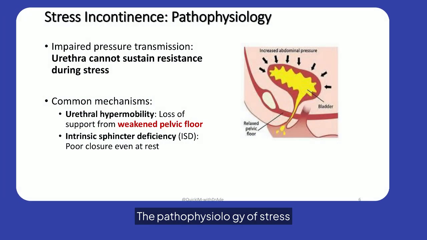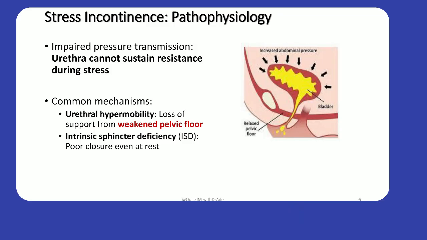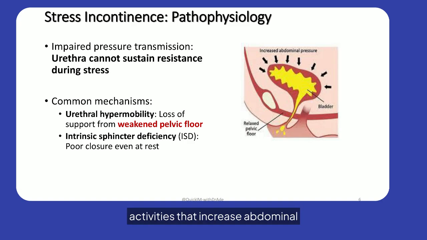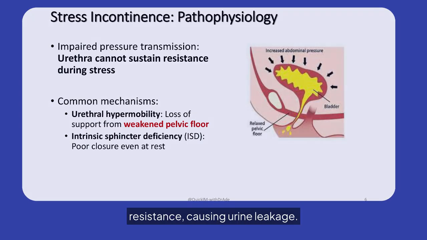The pathophysiology of stress incontinence involves impaired pressure transmission. Impaired pressure transmission is due to urethral hypermotility from weakened pelvic floor or intrinsic internal sphincter deficiency. Increased bladder pressure from activities that increase abdominal pressure can overcome the urethral resistance, causing urine leakage.